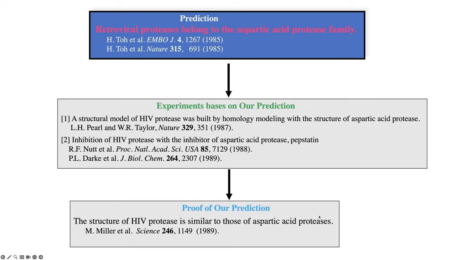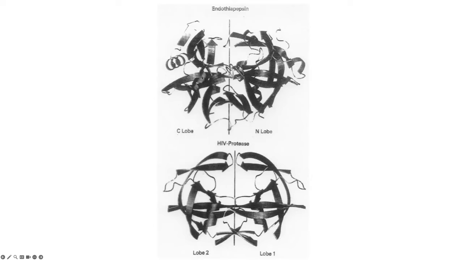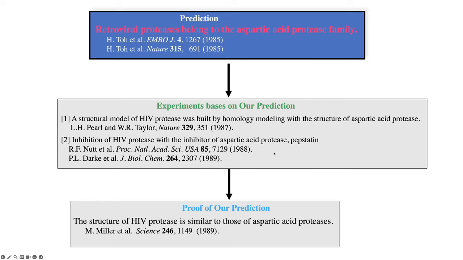The upper figure shows the three-dimensional structure of the aspartic acid proteases, and this is the structure of the HIV protease. So four years after our prediction, it was proved to be correct by the structure determination. But in other words, without our prediction, these experimental studies would have had to wait for the determination of the three-dimensional structures.